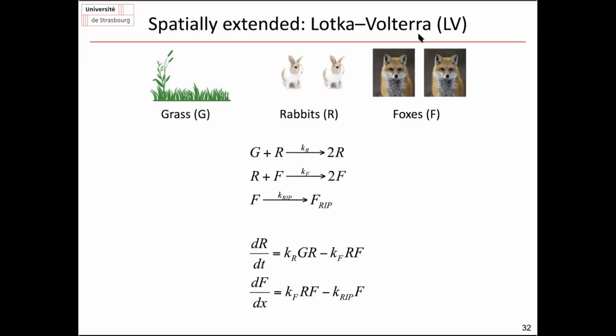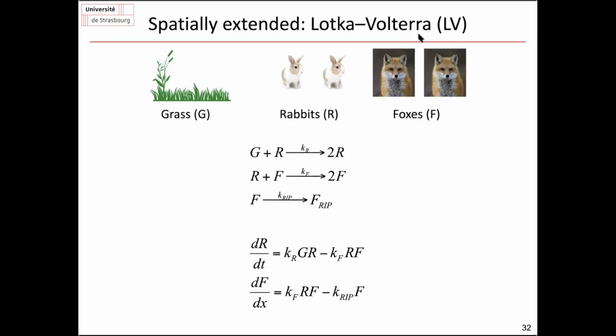So we look at the first rate equation. So we have grass plus rabbits gives 2 rabbits. We have a rabbit plus a fox, which leads to 2 foxes, and foxes can die out to dead foxes, okay? And they do that with the rate constant k rest in peace. And that leads to the following rate equations, right?